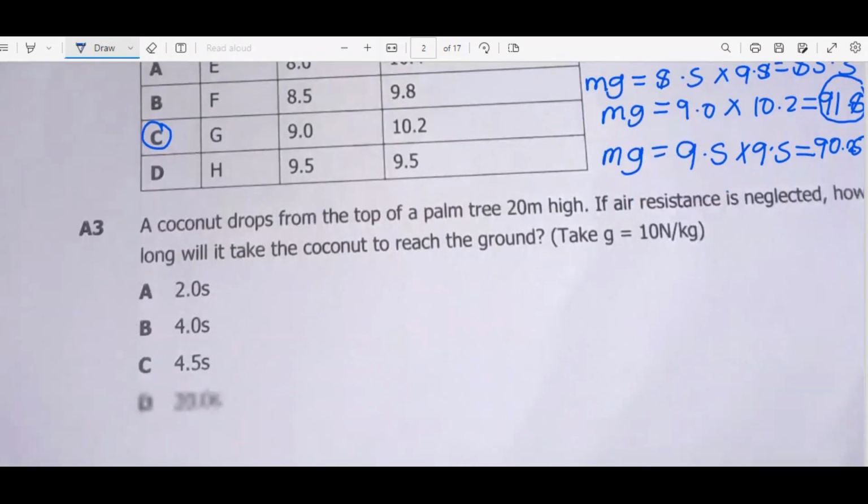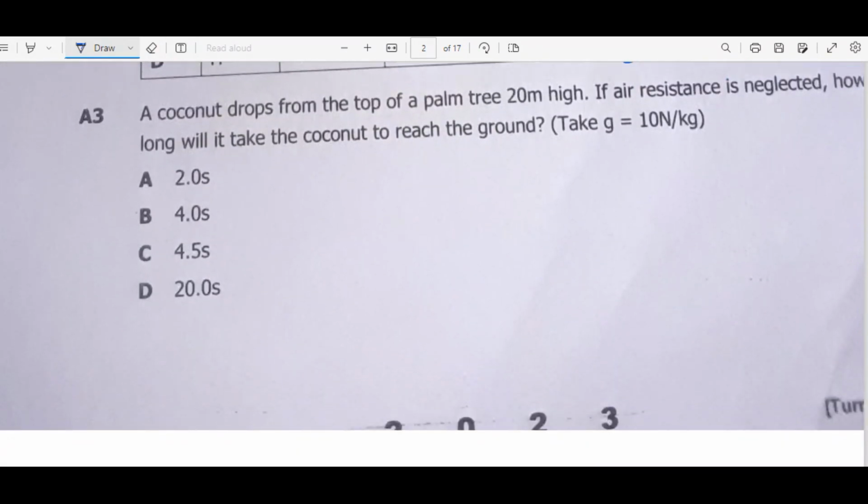So let's move on to question 3. A coconut drops from the top of a palm tree 20 meters high. If air resistance is neglected, how long will it take the coconut to reach the ground? So whenever we have the question of how long, it is asking us to find the time that has elapsed. So how can we find that time? Let's see if we can have a picture.